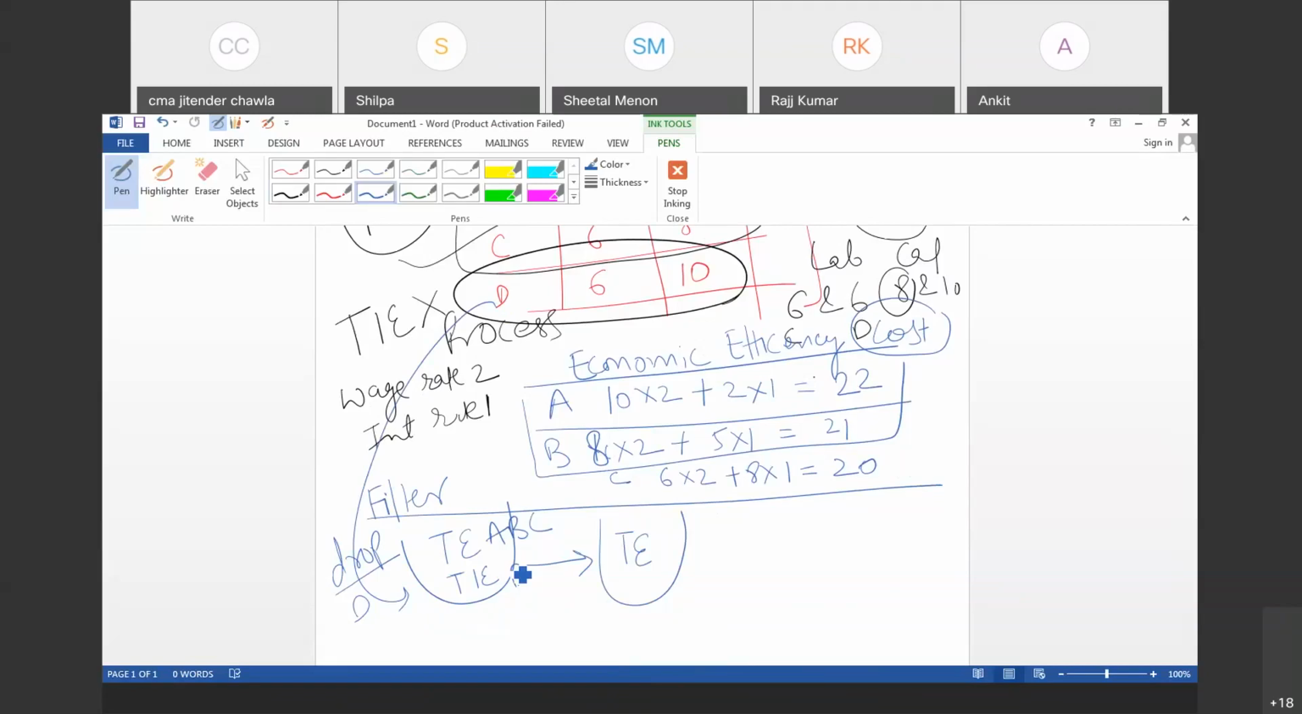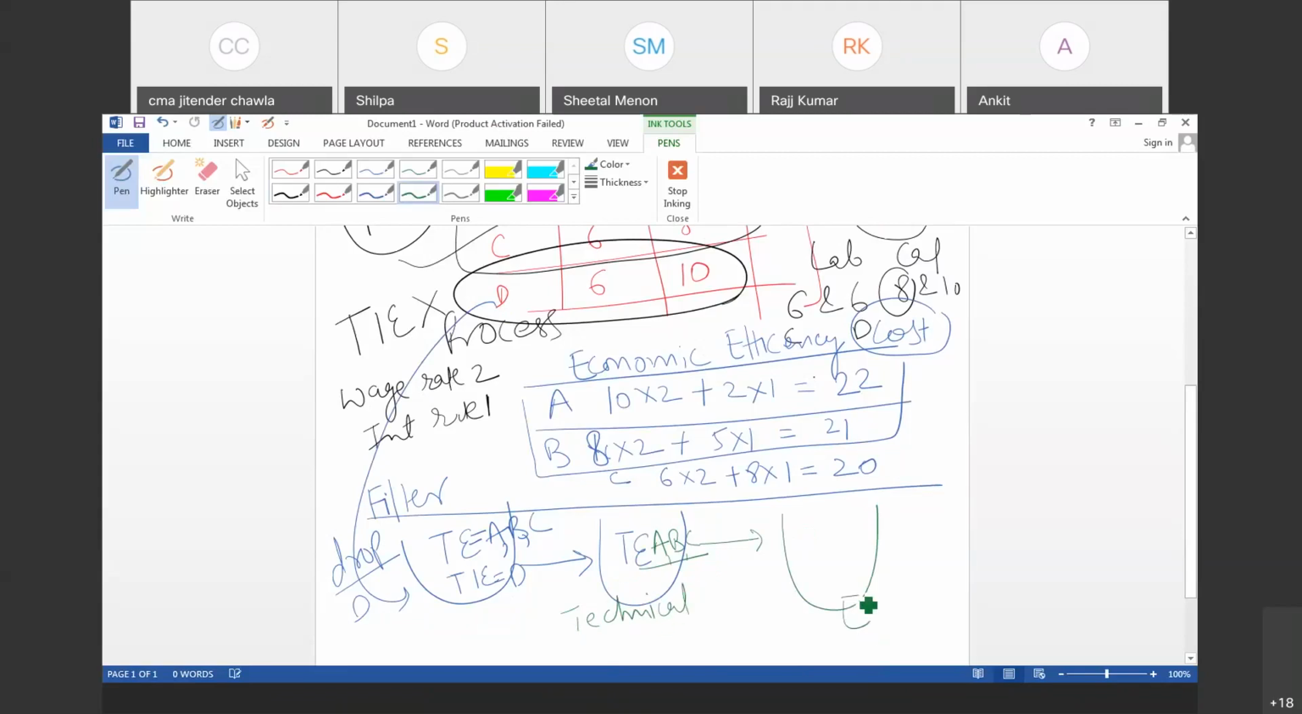There is a process A, B, C, and D. D is technically inefficient, so I drop it out. Then what happened? After we have A, B, and C, all three processes are technically sound. These are technically sound processes.